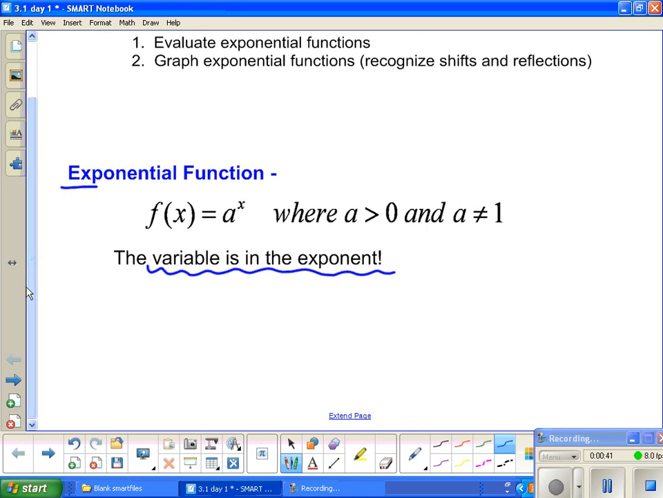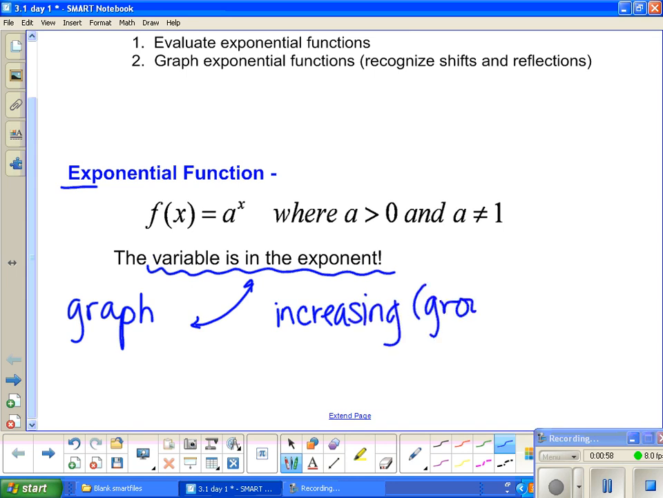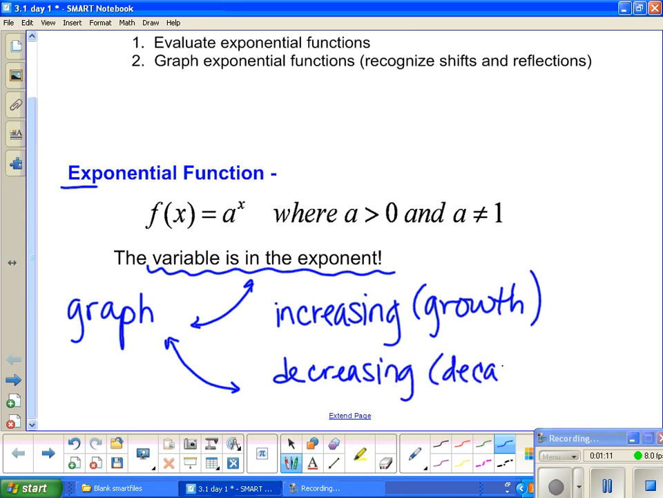But before we do that, the graph, an exponential graph, can be increasing. So that's an increasing graph or a growth. We could also have a decreasing graph, which is also known as a decay.